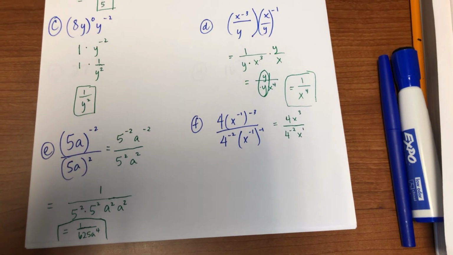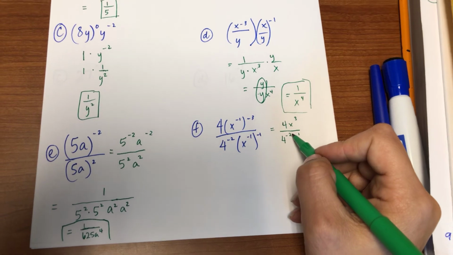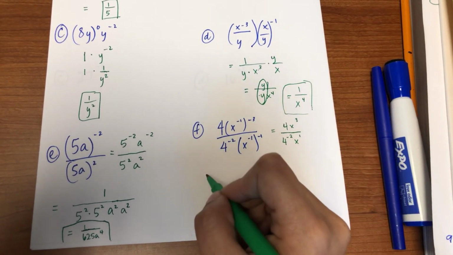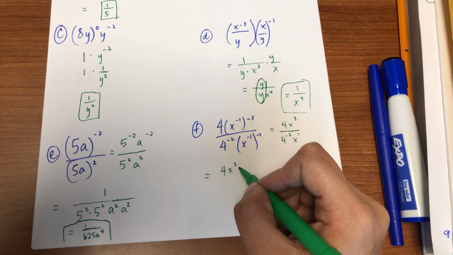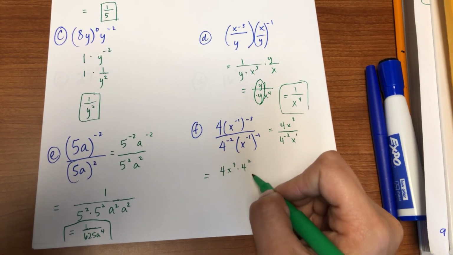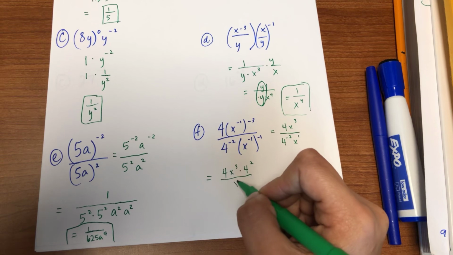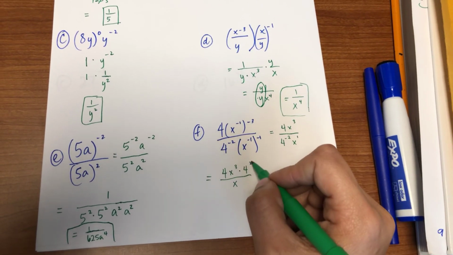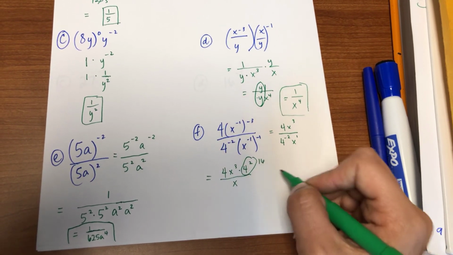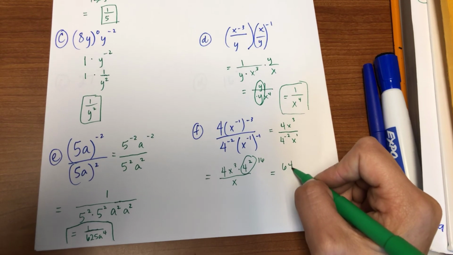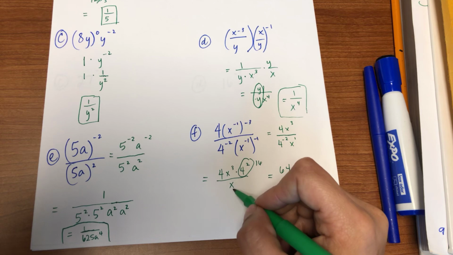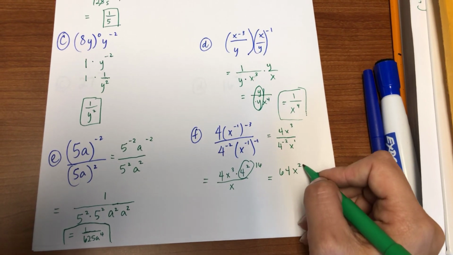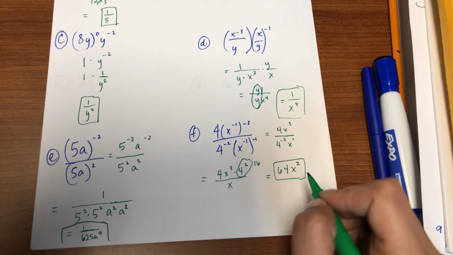Now we can start cleaning it up a little bit. This 4 to the negative 2 would go up to the top, so that would be the numerator, 4x cubed times 4 squared all over x. 4 squared is really the same as 16, and 16 times 4 is 64. Then now notice we have x cubed over x, so that would just give me x squared, and that is my final answer.